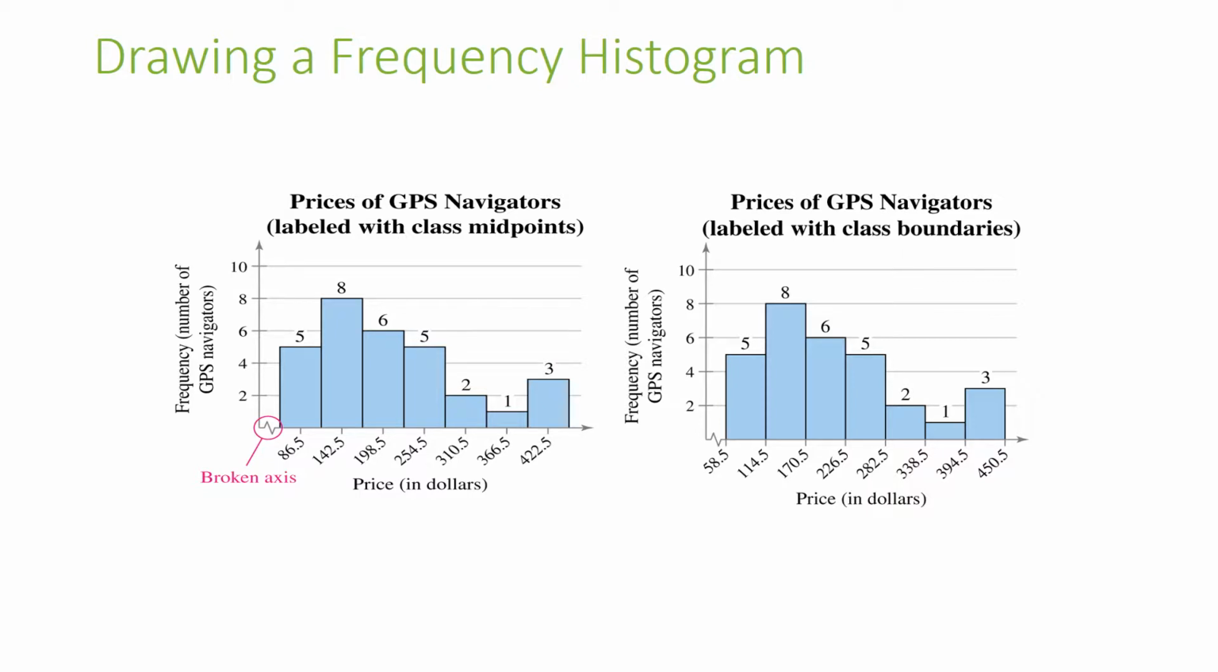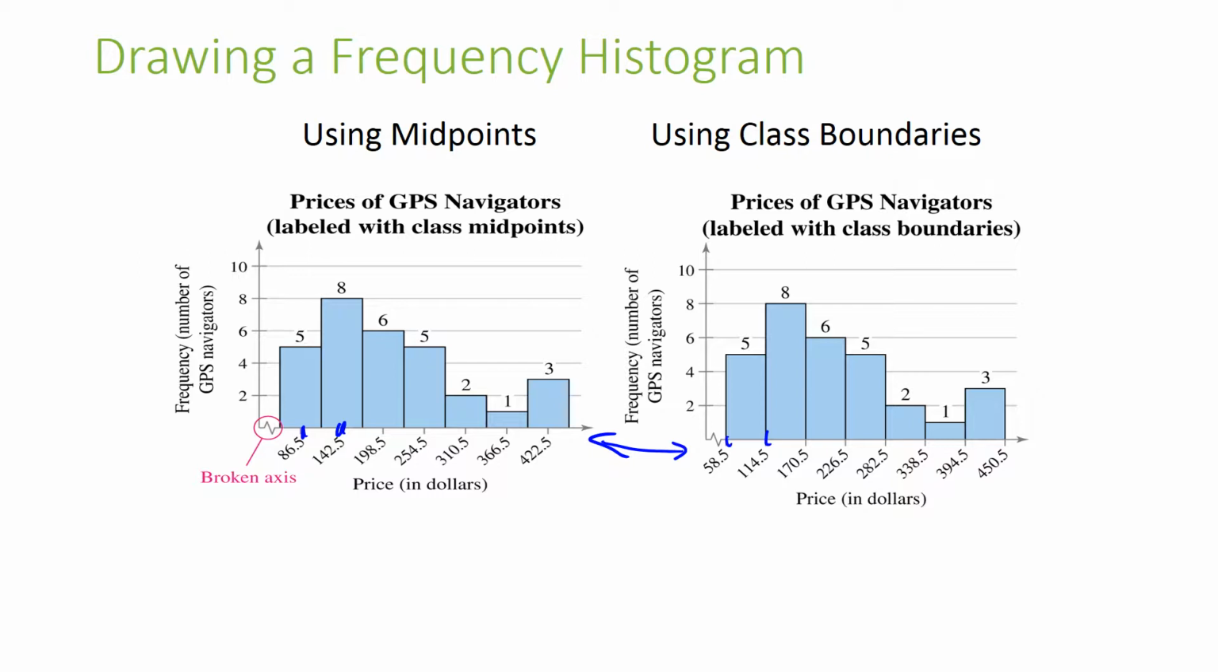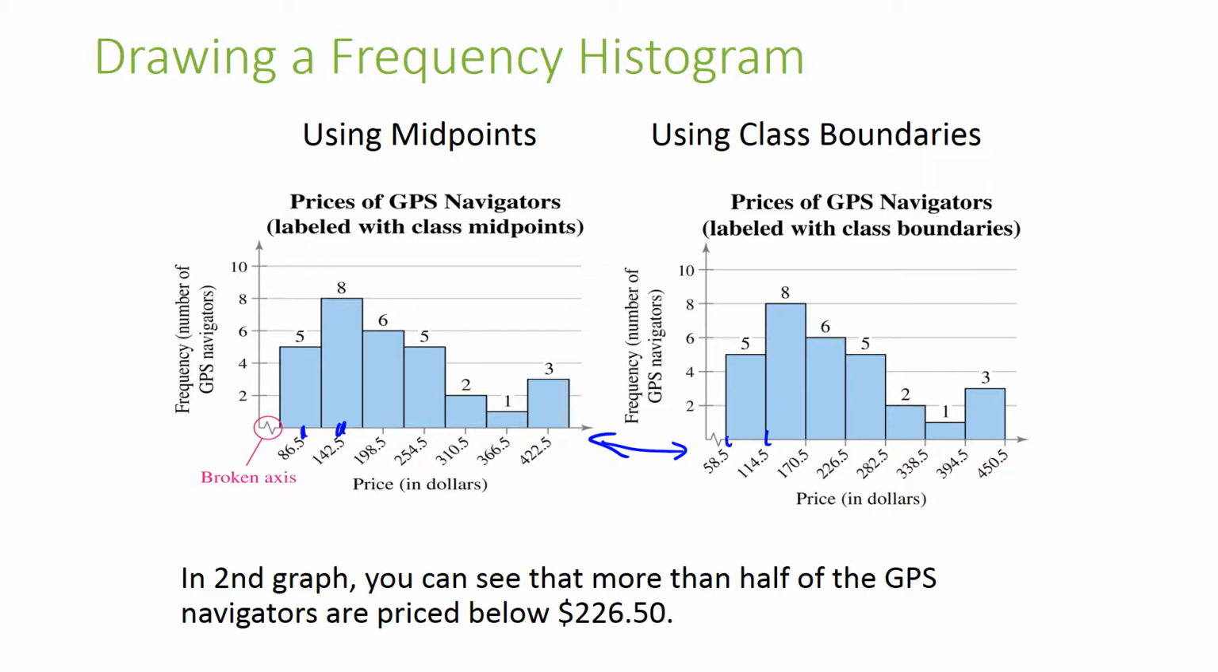Here are 2 examples of a frequency histogram for the data we've been working with. The difference is how the bottom axis is labeled. You can see one labels the midpoint and the other labels the bounds of the bar. In the second graph, we can see easily that more than half of the GPS navigators are below the price of $2.26, because if we were to draw a line right here, it shows us that. So that's one advantage of using the class boundaries. By using the midpoints, we have an easy way to know the middle of that column, so an easy way to refer to it.